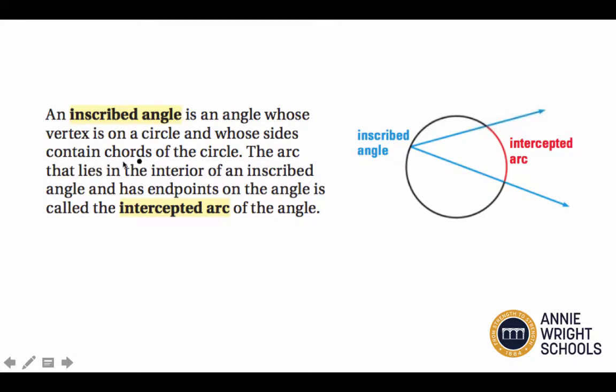An inscribed angle is an angle whose vertex is on the circle and whose sides contain chords. The arc that lies in the interior of an inscribed angle and has endpoints on the angle is called the intercepted arc. Good? Some language.